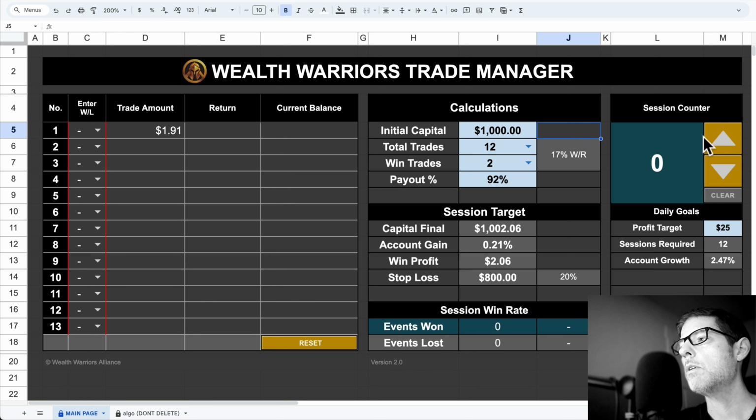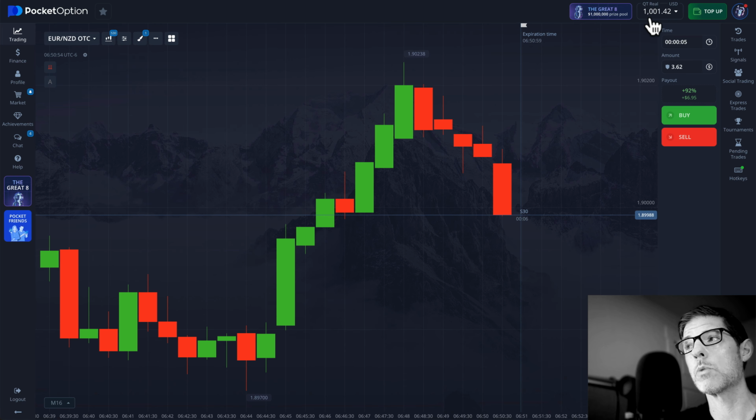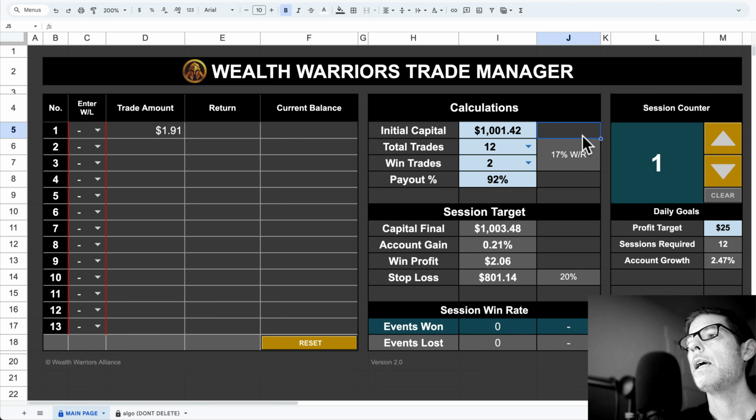But what we're going to do is mark one session completed. And then what I can also do is enter the new balance that I have inside Pocket Option, which is 1,001.42. So let's go ahead and enter that in, 1,001.42. Great. And that looks pretty good. And the first trade amount is going to be 191 for this next session.